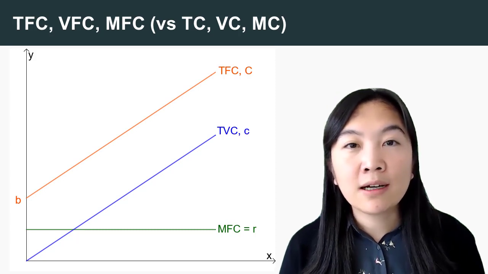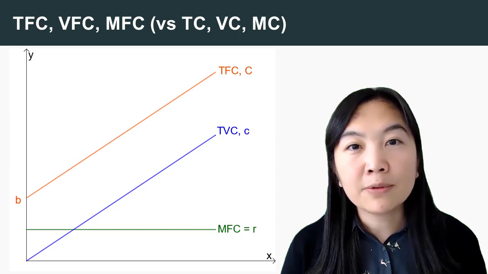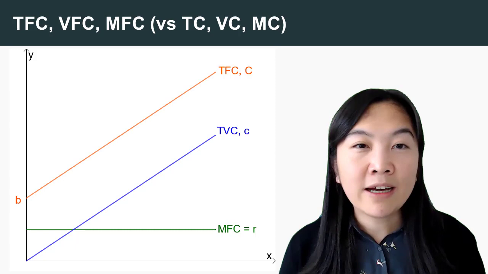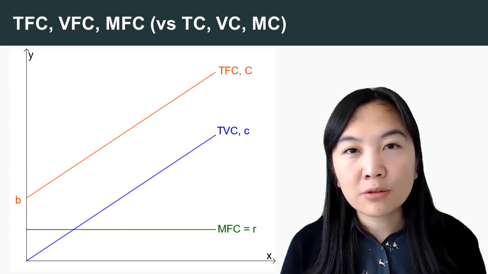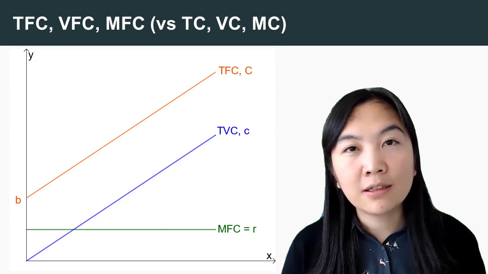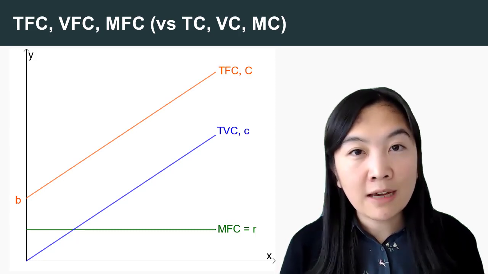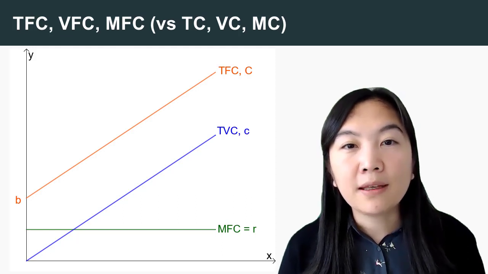The difference is that TFC is actually shifted up from TVC. And I actually marked B there, so that the difference between TFC and TVC, the vertical difference, is exactly B. So TFC is vertically shifted up by B.